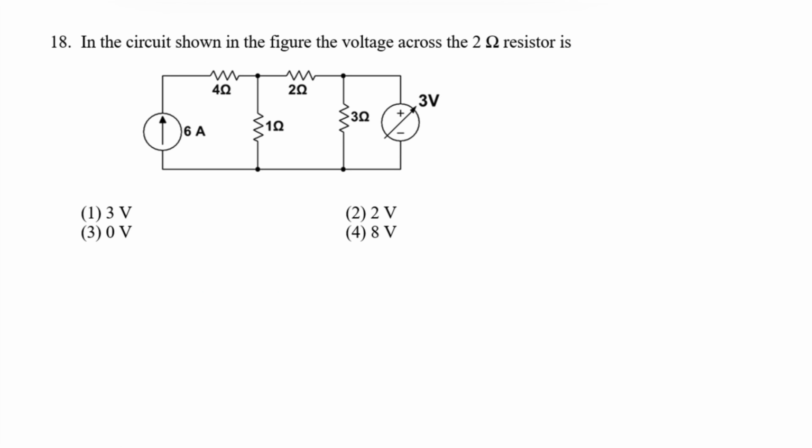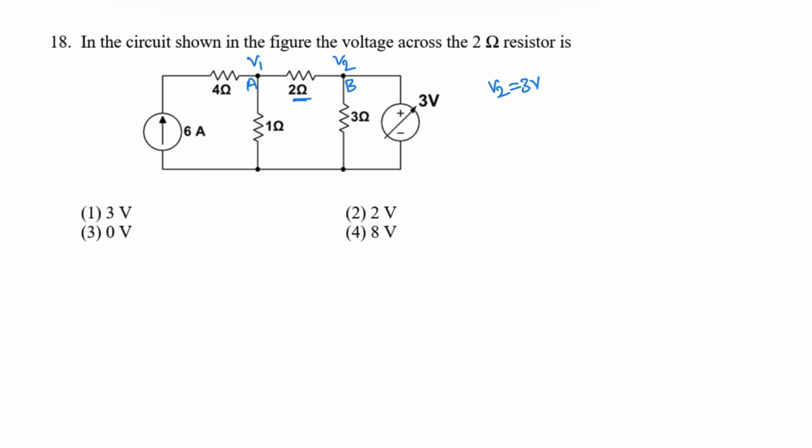Next question. In the circuit shown in the figure, the voltage across the 2 ohm resistor. So this is to calculate the voltage across the 2 ohm resistor. Apply nodal analysis. Let V1 be the node voltage and V2 be the node voltage at node A and node B correspondingly. The node equation. So directly V2 is 3 volts.